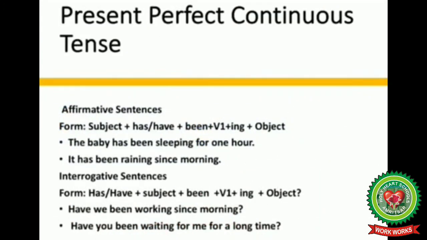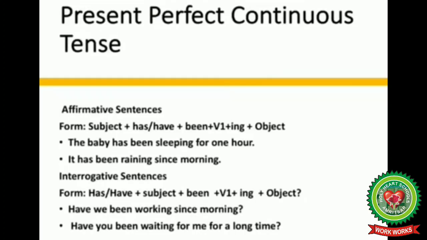So students, I hope you have understood the uses of present perfect tense. Now let us discuss present perfect continuous tense. So present perfect continuous tense is used to describe an action which began at some time in the past and is continuing up to the present time.